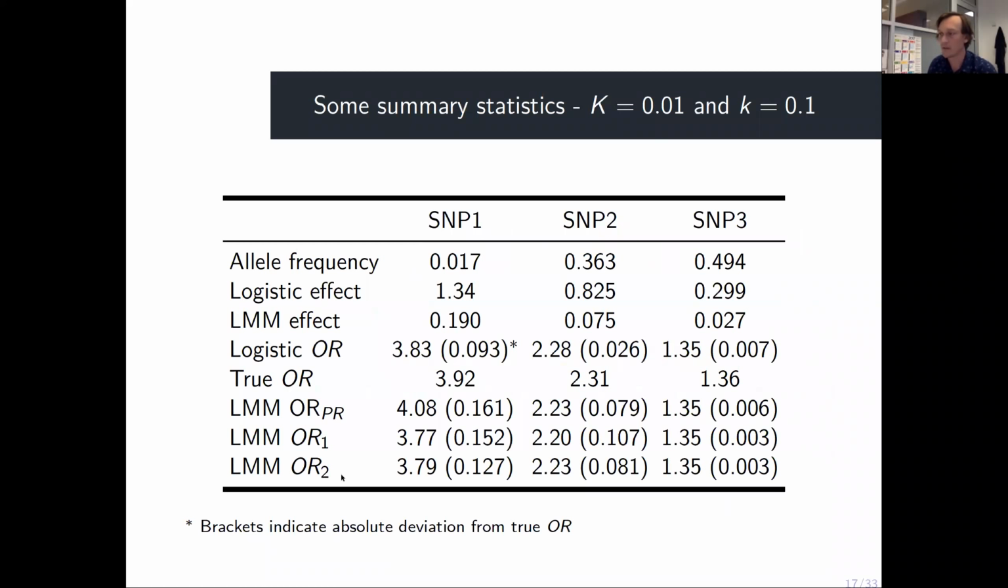So plugging those things into our simulated data example, we can see how well our transformations did. Odds ratio 1 and odds ratio 2 are those derived under the two assumptions. And in the brackets here, you can see the absolute deviation of this from the true odds ratio. So you can see that OWLS does a little bit better than Pyrenees. Of course, logistic regression is a little bit better still. And as the effects get small, the deviation gets very small.